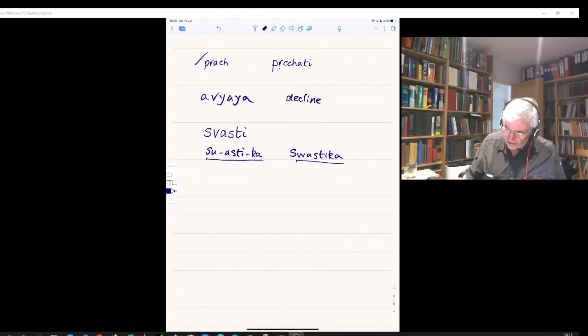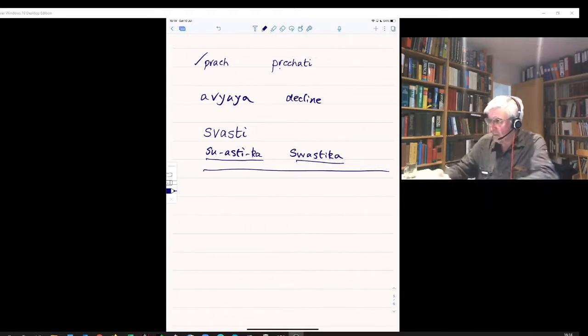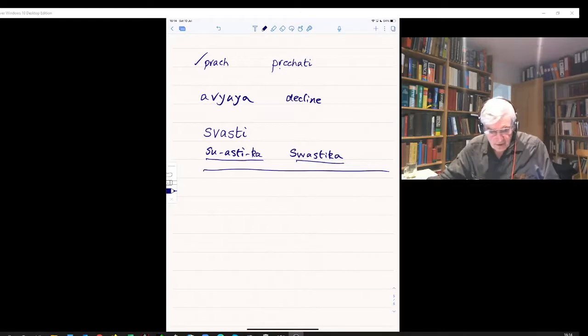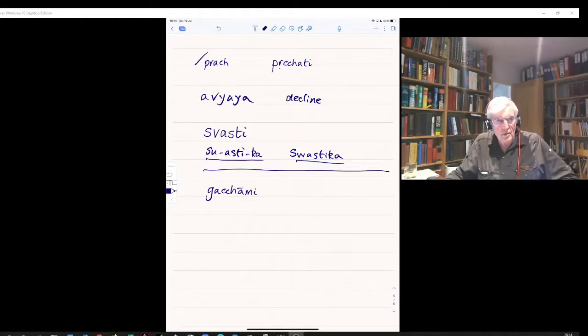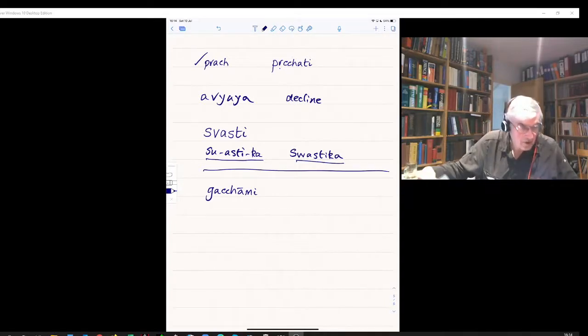So we will now go on to the sample sentences. The first one, we're at the bottom of page 6 now. It's just gachami. Note that in English we can say I go, but we also have the present continuous tense, I am going. That distinction is not made in Sanskrit, just as it's not made in various European languages. For example, French cannot make that distinction, although modern Spanish and modern Italian can.